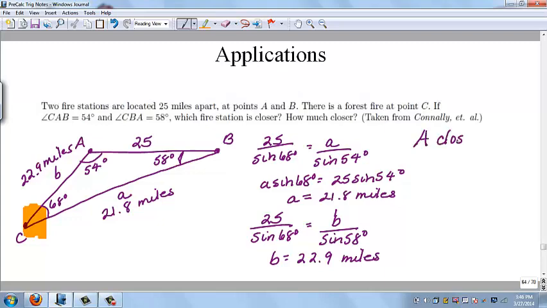But that's not what they asked me. They did ask me that, but they said how much closer. So I actually have to subtract. So I do 22.9 minus 21.8. So it's really about 1.1 miles closer. So that gives you a little taste of some applications and to refresh your memory on the law of sines and cosines.